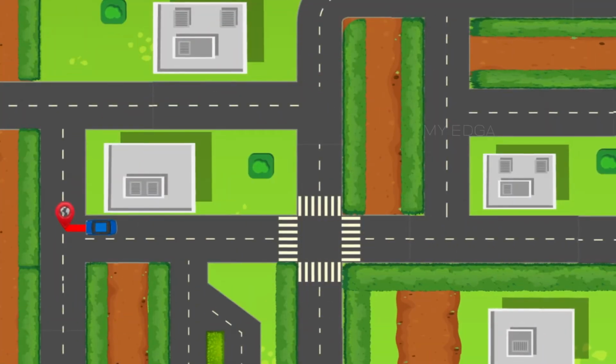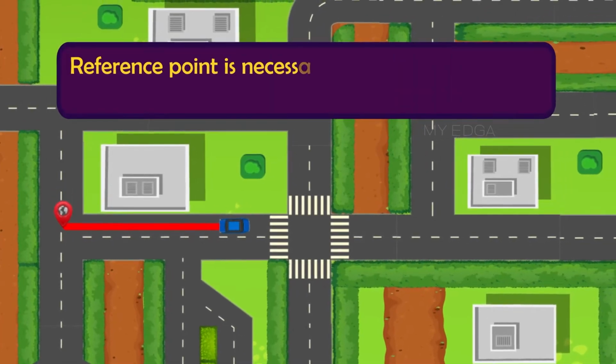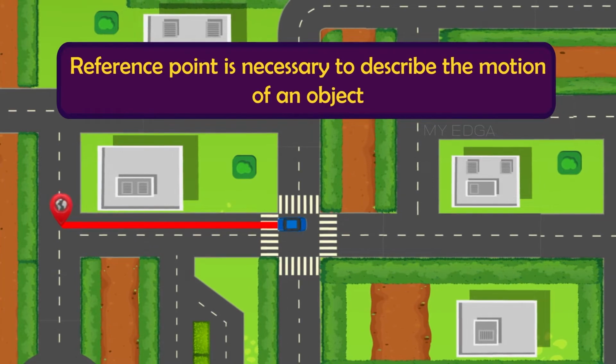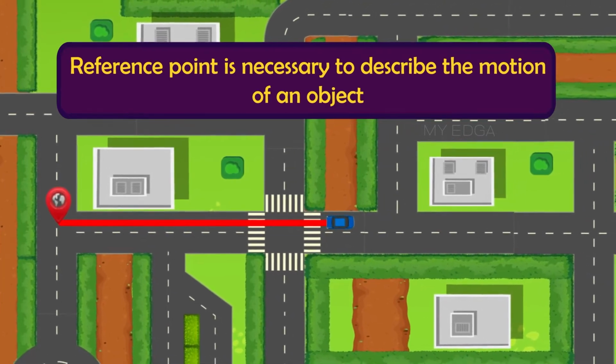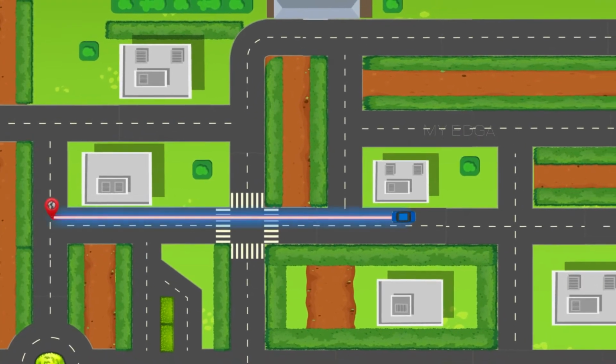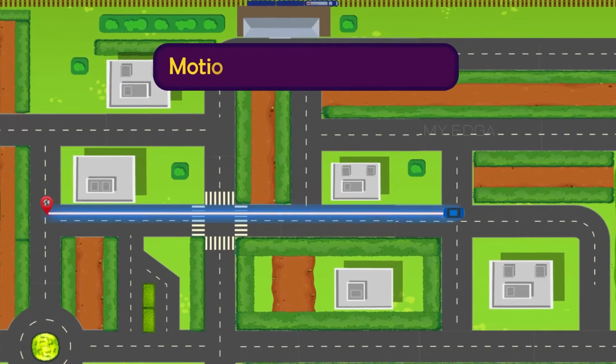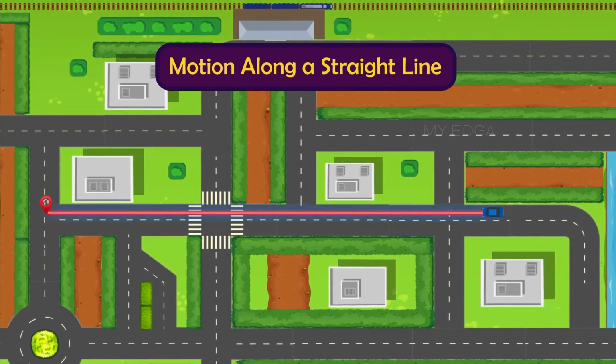In the previous video, we have learned that a reference point is necessary to describe the motion of an object. In this video, we are going to study the simplest type of motion, that is, motion along a straight line.